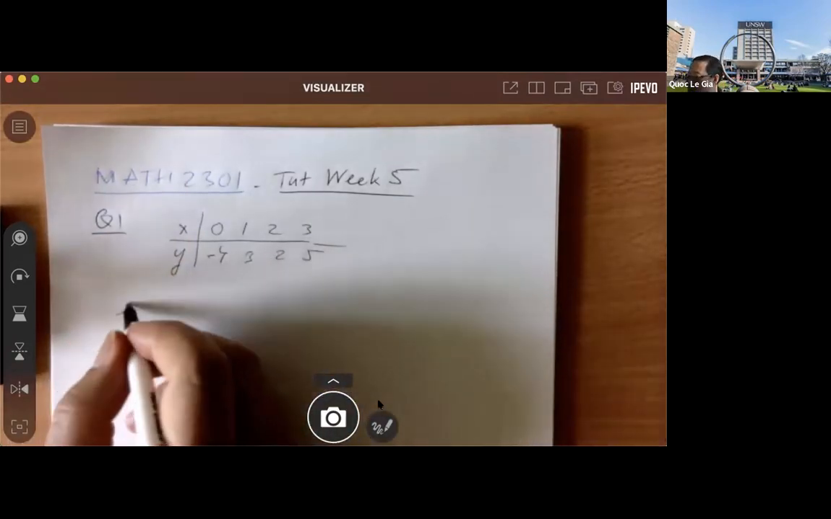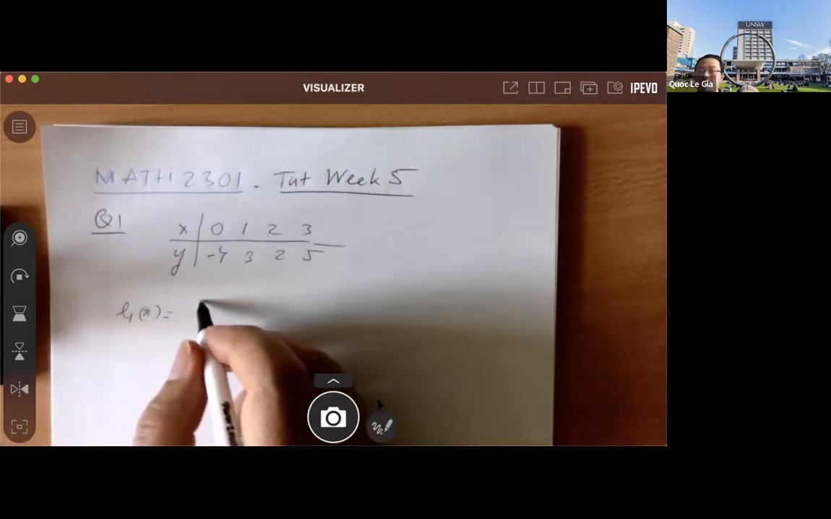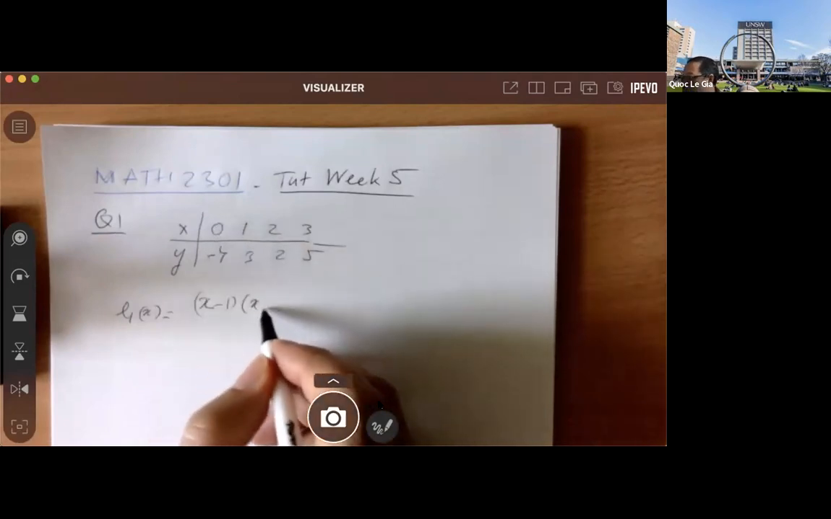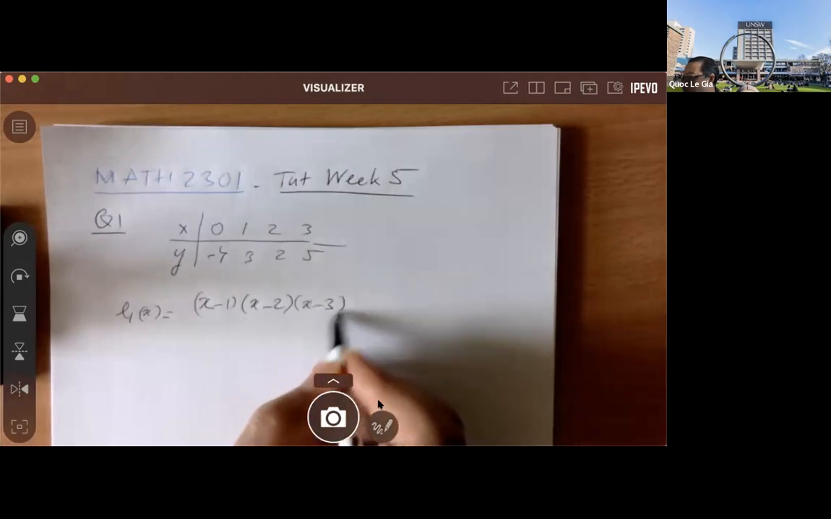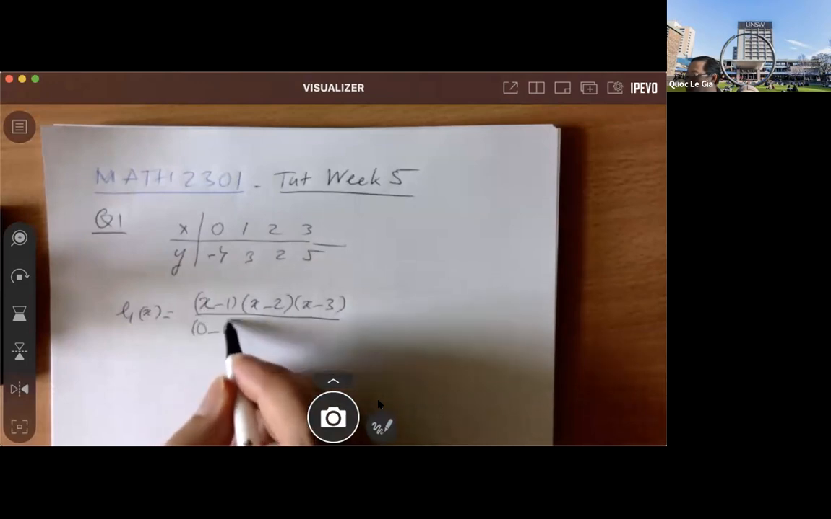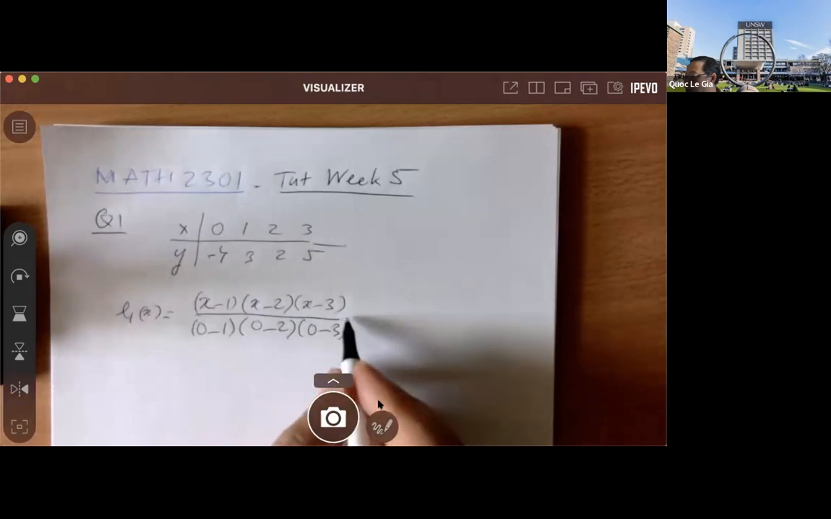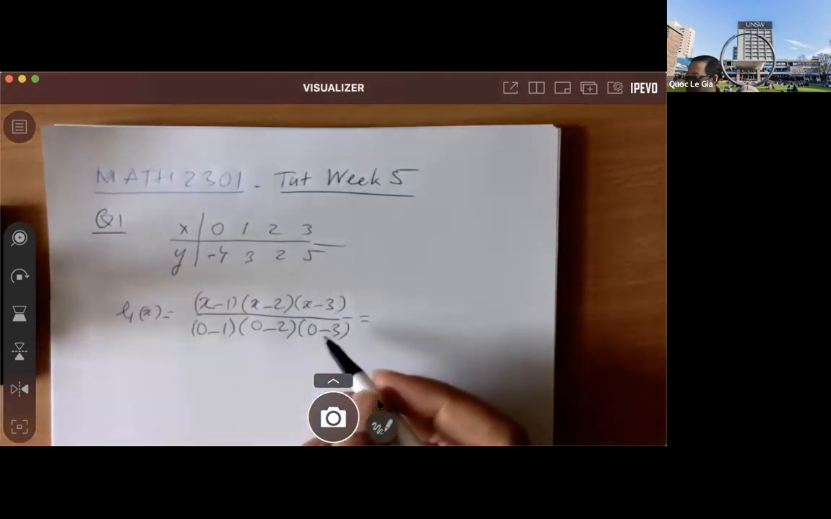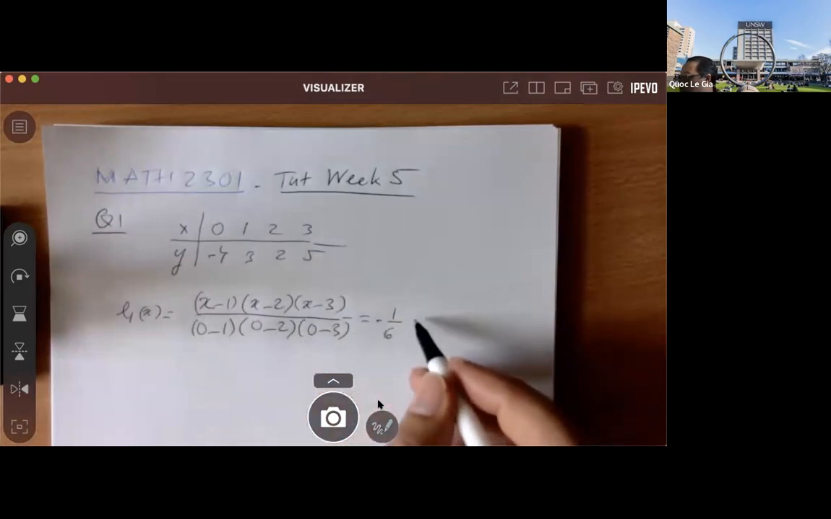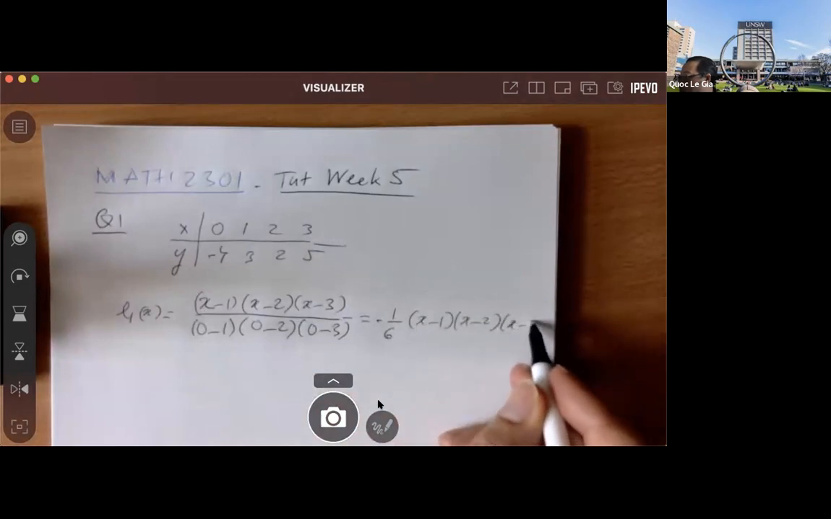So you just define L1 to be x minus everything except the first point. So x minus 1, x minus 2, x minus 3. And then now you just have the first point here: 0 minus 1, 0 minus 2, 0 minus 3. Okay. And this one you can simplify a little bit. So you got minus 1 over 6, and then x minus 1, x minus 2, x minus 3.